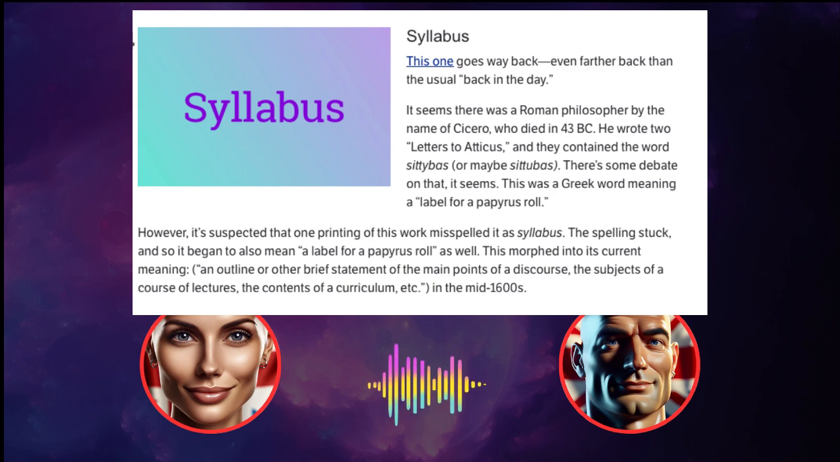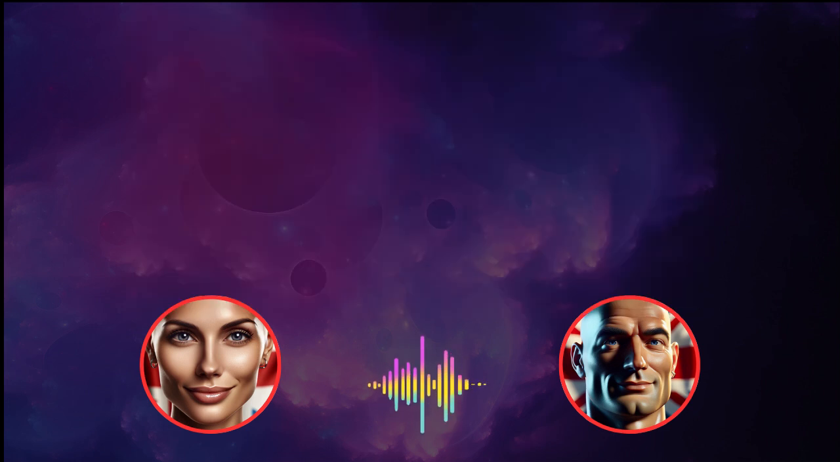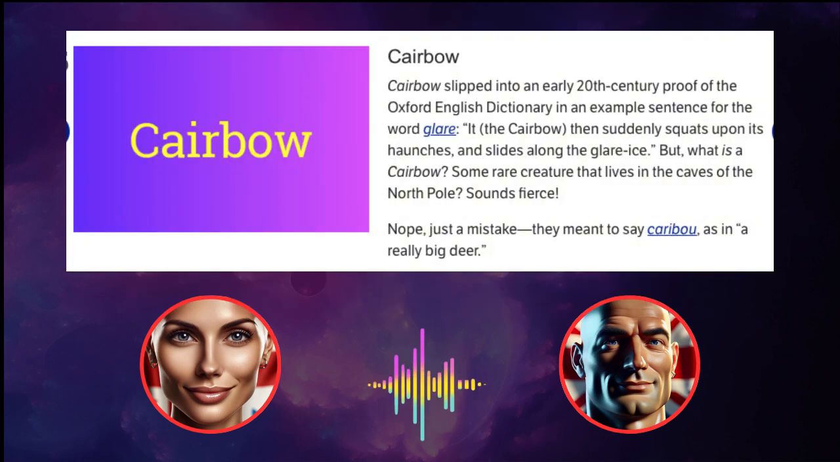Indeed. And just to add one final bit of levity to the mix, let's not forget about caribou, a delightful misprint for caribou that managed to find its way into the Oxford English Dictionary. The OED, the gold standard of dictionaries, you're kidding? I'm afraid not. It's a stark reminder that even the most prestigious sources are susceptible to human error. The entry even used the example sentence, "It, the caribou," then suddenly squats upon its haunches and slides along the glare ice. I can just picture a tired editor, their eyes glazing over after hours of proofreading, mistaking caribou for caribou. It's oddly comforting, actually. It shows that even the most esteemed lexicographers are human, after all.